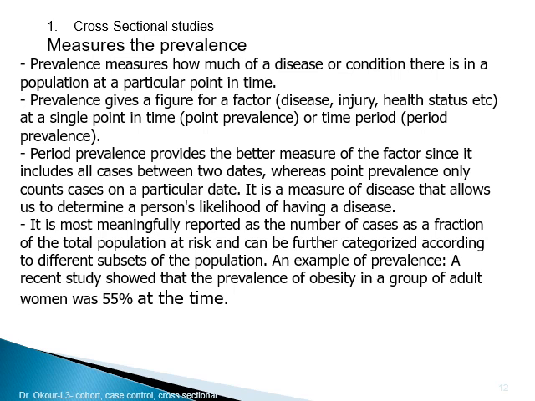It is a measure of disease that allows us to determine a person's likelihood of having a disease. It's reported meaningfully as the number of cases as a fraction of the total population at risk, and can be further categorized according to different subsets. For example, a recent study showed that prevalence of obesity in a group of adult women was 55% at the time.